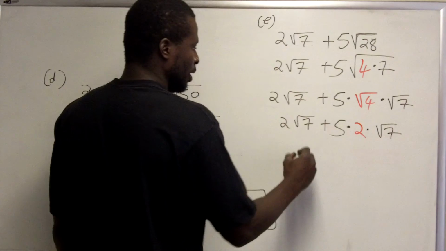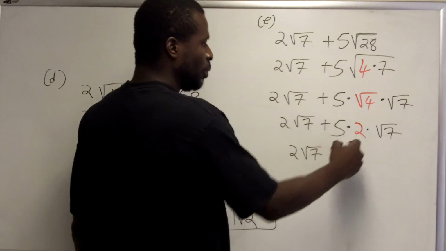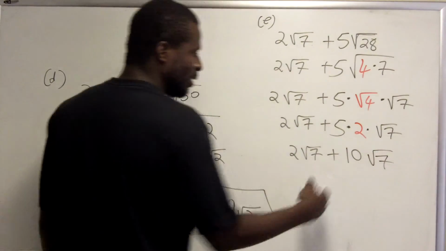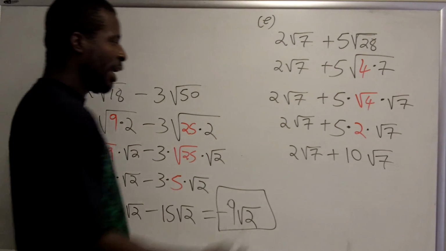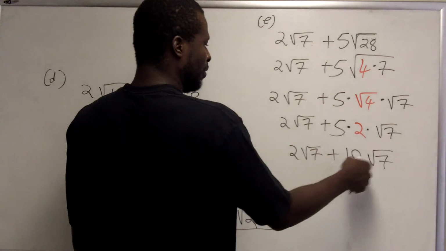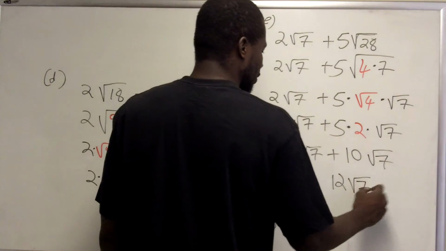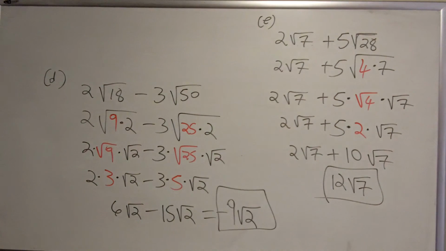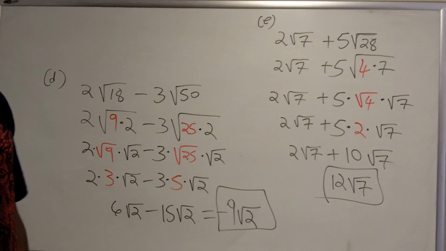So what we get is, once again, we have the 2 square roots of 7 just coming down. 5 times 2 is 10. And then we get this expression. And those are indeed like radicals. Once I do the simplification, I have 2 of the square roots of 7 here, have 10 of the square roots of 7 here. So in total, I have 12 square roots of 7 in total. So there you have it. That is the simplification and addition and subtraction of irrational numbers.